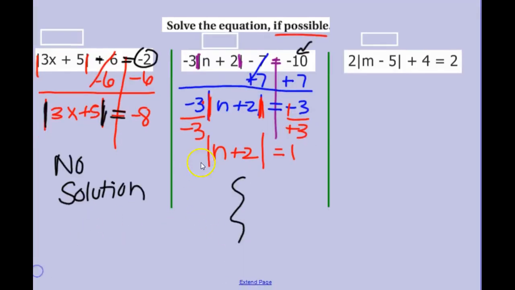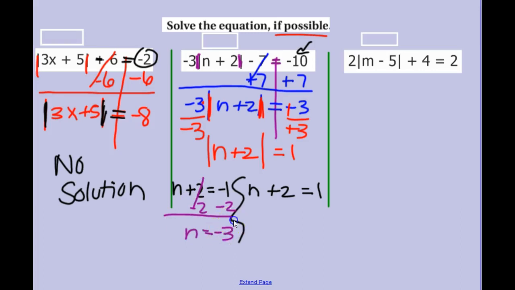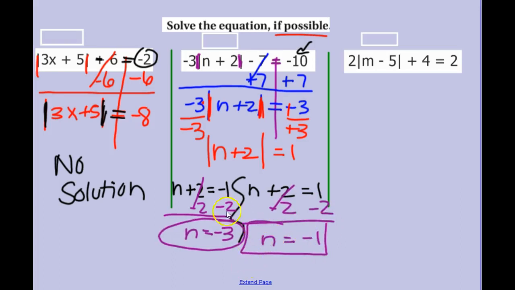We have two equations. n plus 2 equals a -1, and n plus 2 equals a +1. So solving these, n equals -3, and solving this one, n equals a -1. Hopefully you're able to solve that last step pretty quickly on your own. So I would like for you to try this one on your own.